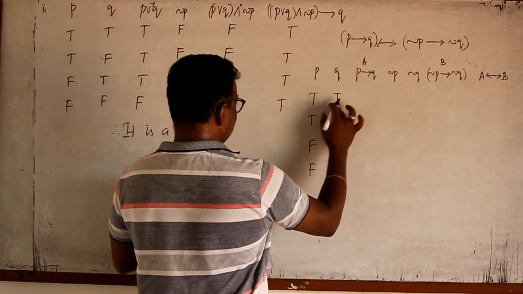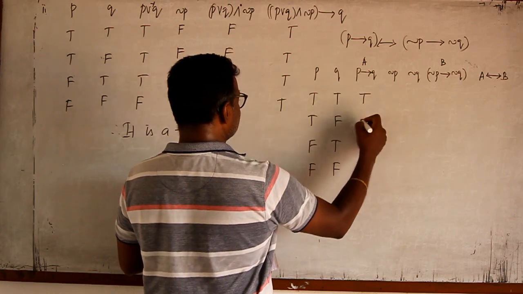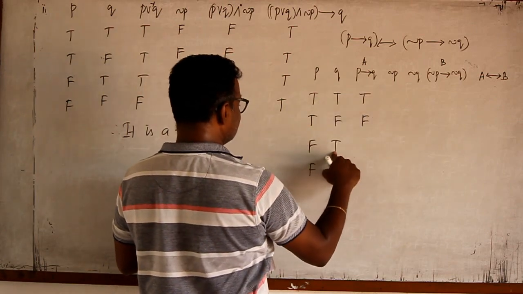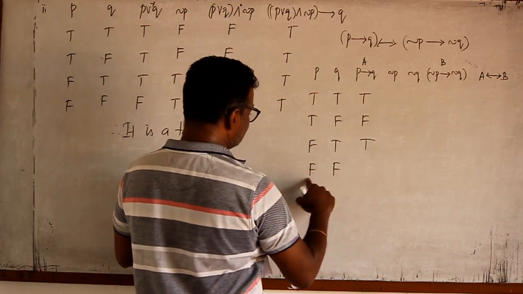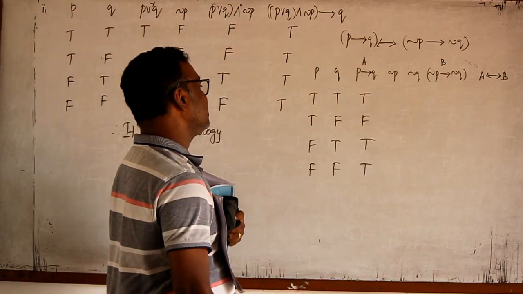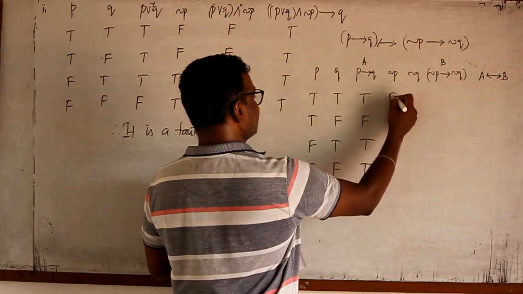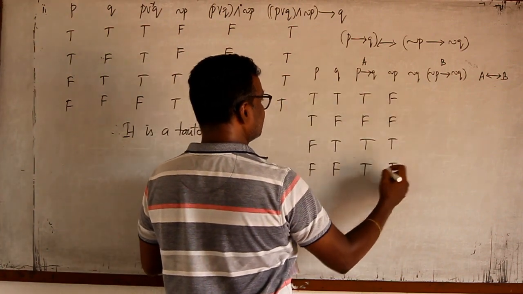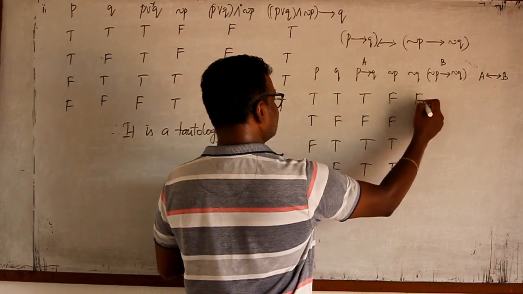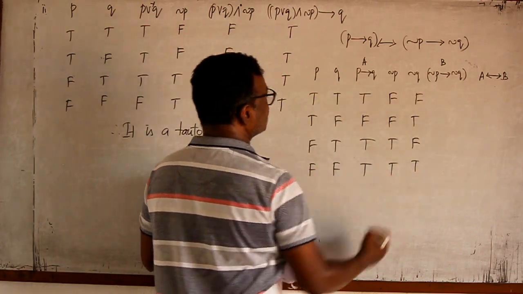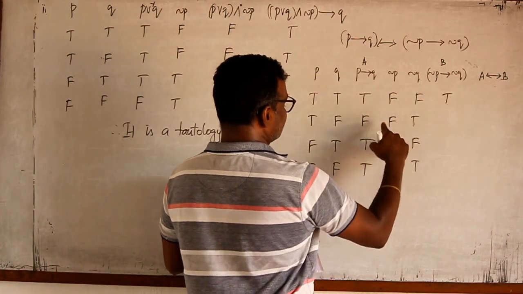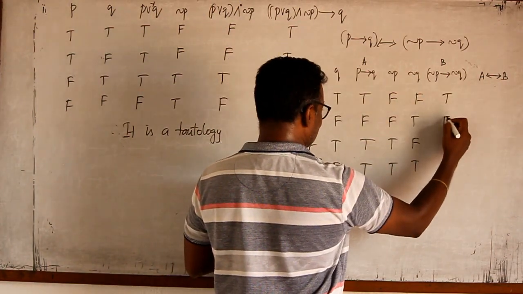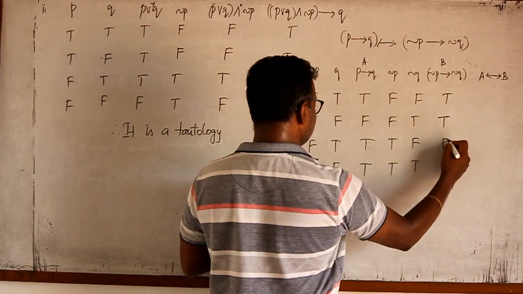Then means division. 1 by 1 is 1. 1 by 0 is infinity, so false. 0 by 1 is 0, a number. 0, the number, means true. 0 by 0 is T. Now negation of P, false, false, true, true. Negation of Q, false, true, false, true. Now again, division of this: 0 by 0 is T. 0 by 1 is 0, so it is T. 1 by 0 infinity, so false.